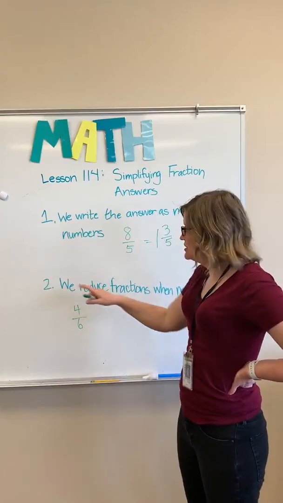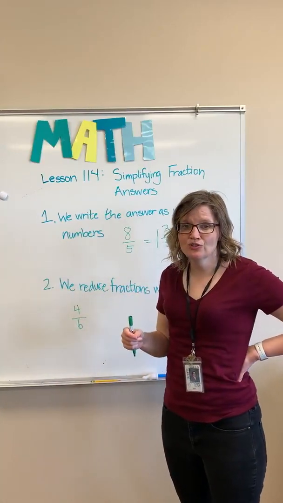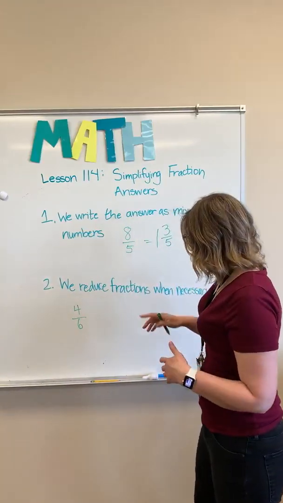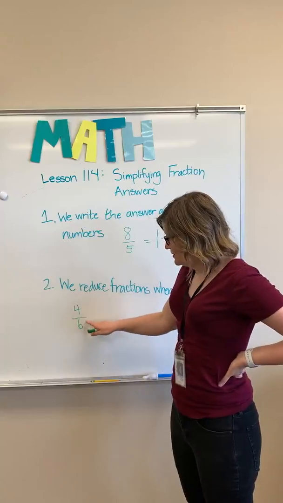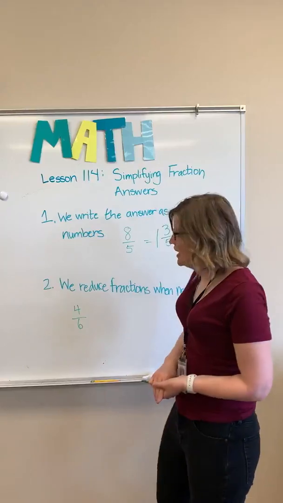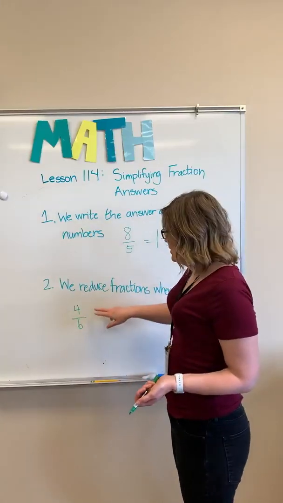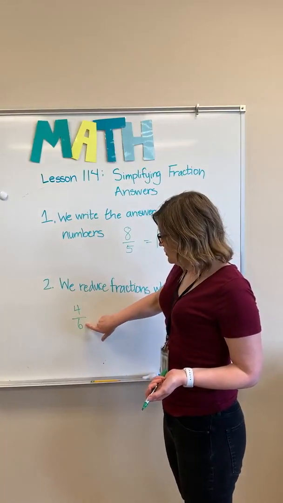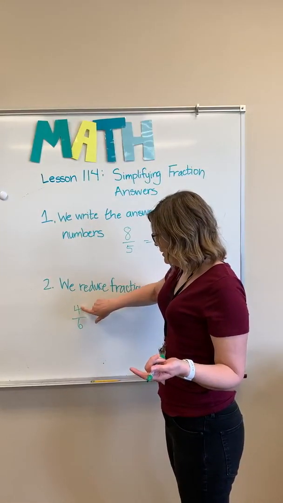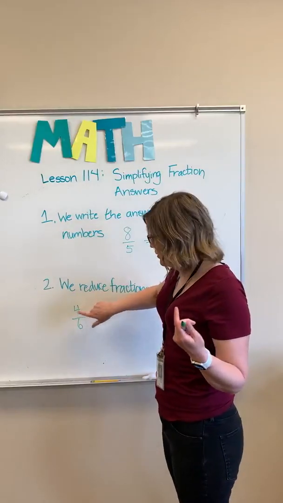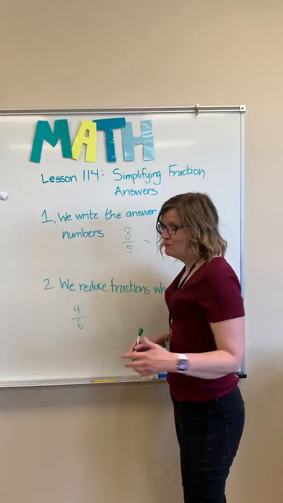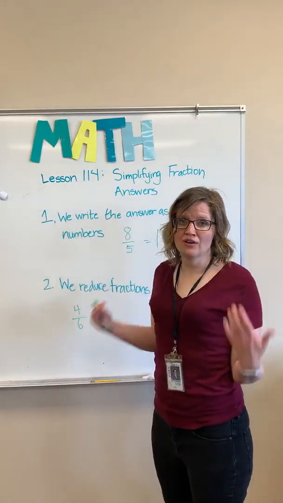The second part that you need to remember or know is when you get an answer, you also need to check to see if you can reduce the answer to the simplest fraction form. Here is an example of a fraction answer, 4/6, and I look at this and automatically I know that 2 can divide 6, and we can also use that in 4. And so this tells me that this fraction can be simplified down into even smaller numbers.